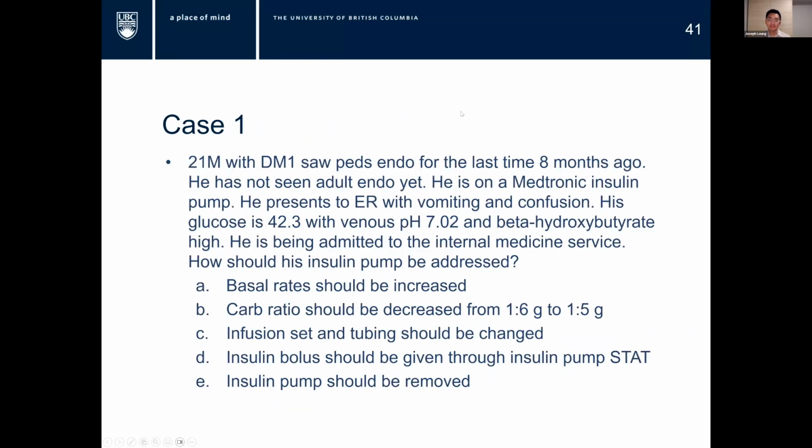So we're going to go back to the cases that we mentioned in the beginning of the talk. This is an individual who is in DKA. Their pH is 7.02, so this is a pretty severe situation here. They're presenting to emergency with vomiting, confusion, and blood sugar is really high. As I mentioned, the best thing to do in this kind of florid DKA situation is to remove the insulin pump and manage this through a full DKA protocol with IV fluids, IV insulin, and so on and so forth.